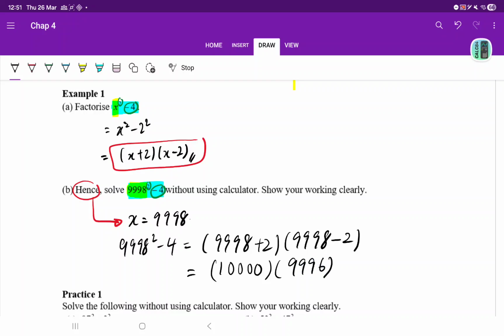Very nice. The second bracket is 9996. You can do this without using a calculator. You must read the question carefully. And then multiplying 10,000 with 9996 is just about adding zeros, correct? Multiply by 10, add 1 zero. Multiply by 100, add 2 zeros.